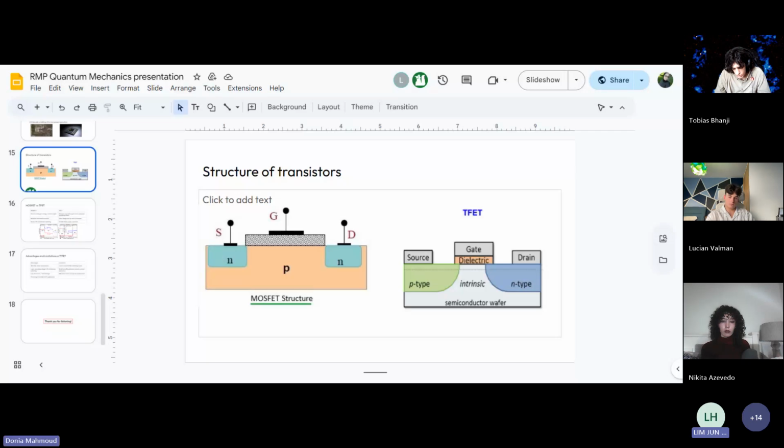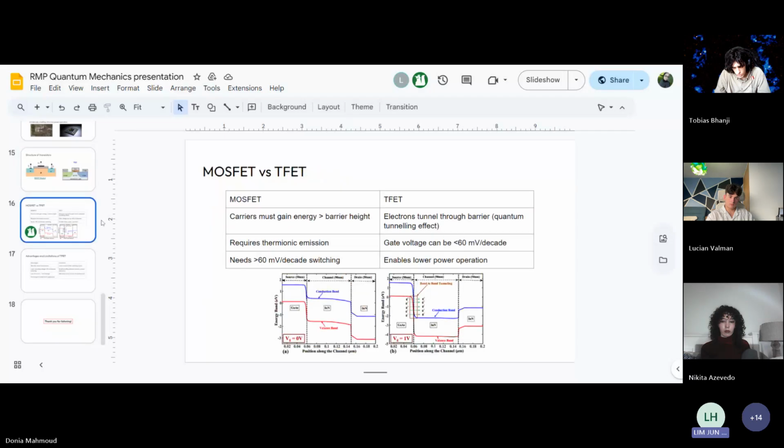Here, the gate will still control the channel through an outside layer, but the current flow mechanism is different. So next, I'm going to compare the current flow mechanism between the MOSFET and also the TFET. As for the MOSFET, when a positive voltage is applied to the gate, it creates an electric field that attracts the electrons into the channel. So it will form a conductive path from the source to the drain.